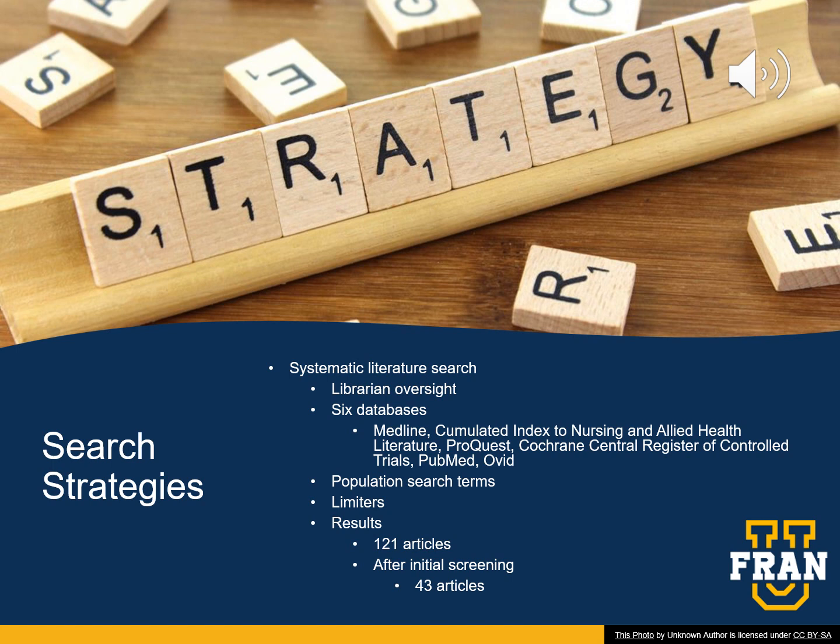An extensive systematic literature search was performed with librarian oversight by 2 doctoral students. A research question was formulated and utilized to obtain effective search terms. This can be seen in Appendix A. Six databases were then searched: Medline, Cumulative Index of Nursing and Allied Health Literature, also known as CINAHL, ProQuest, Cochrane Central Register of Controlled Trials, PubMed, and Ovid.